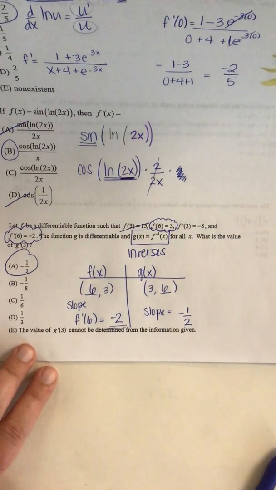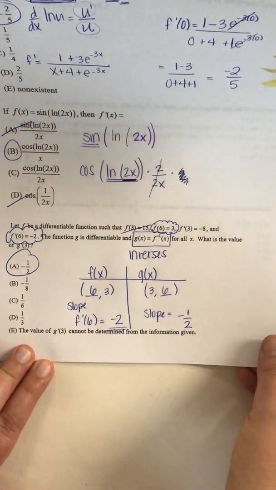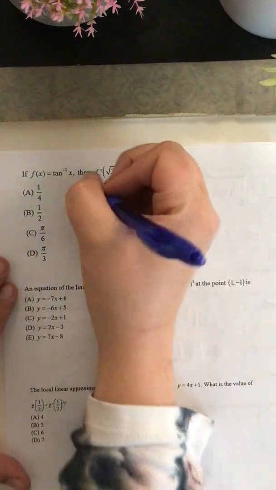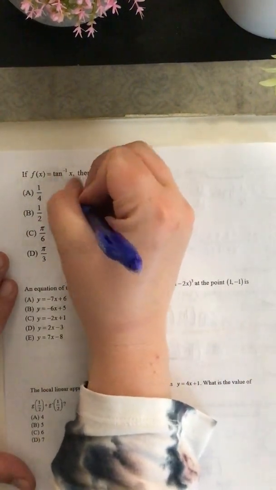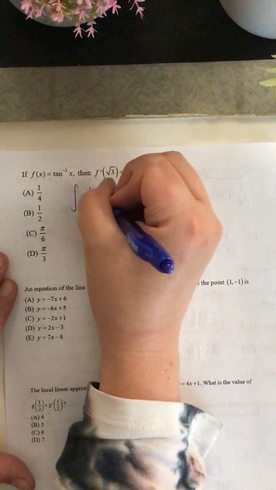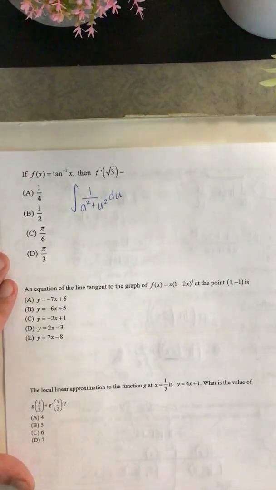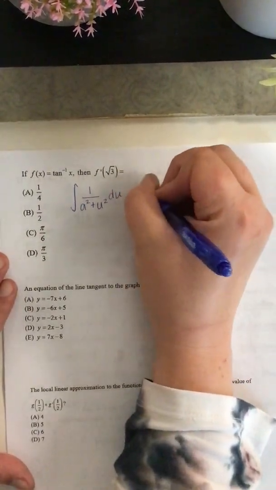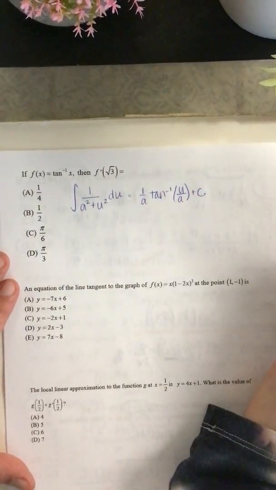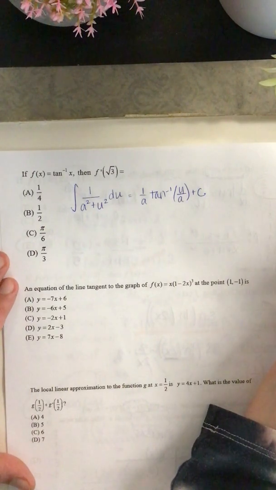Okay? All right, turn the page. All right, let's see. Ooh, we just did inverse tan. Do you guys remember the formula for that? That was the one where it was 1 over a squared plus u squared. Do you remember that? And then it went to 1 over a inverse tan u over a. We did this right before spring break. That makes sense.